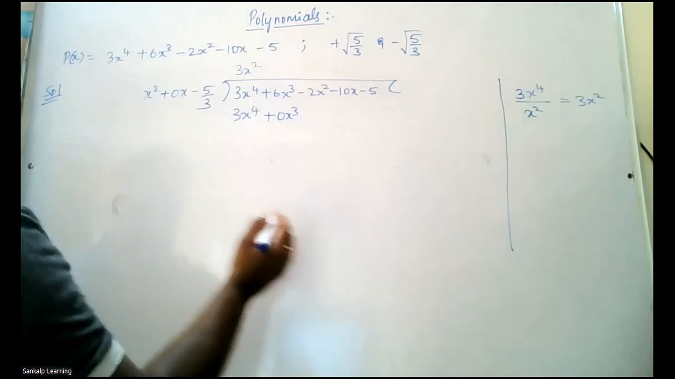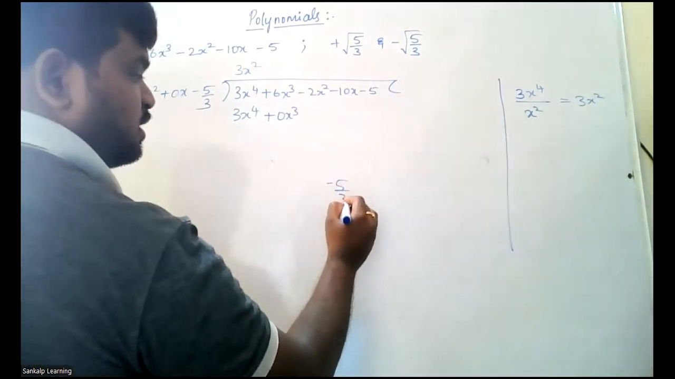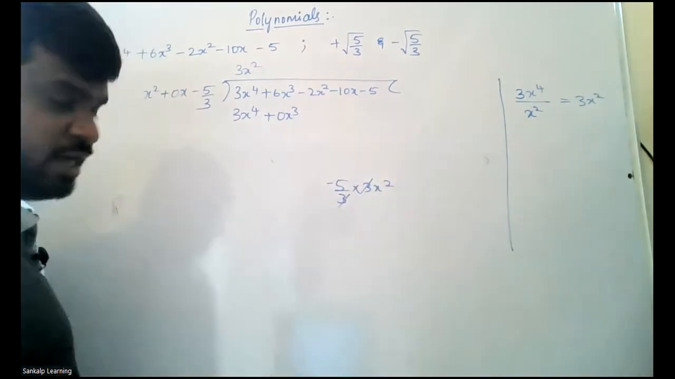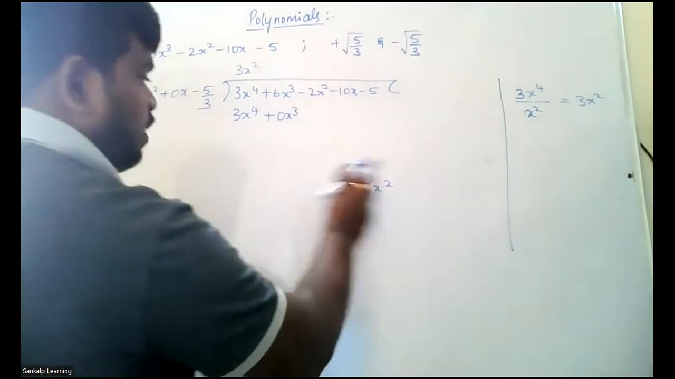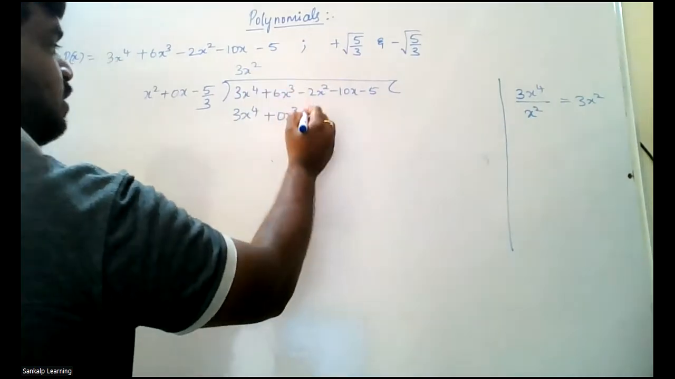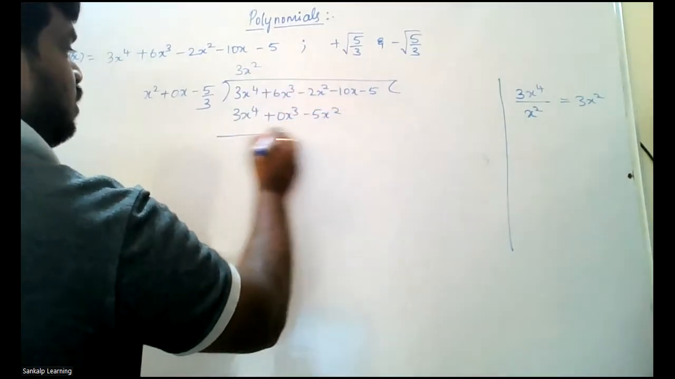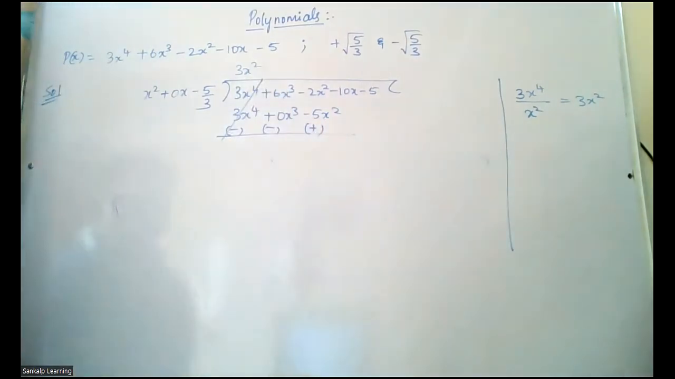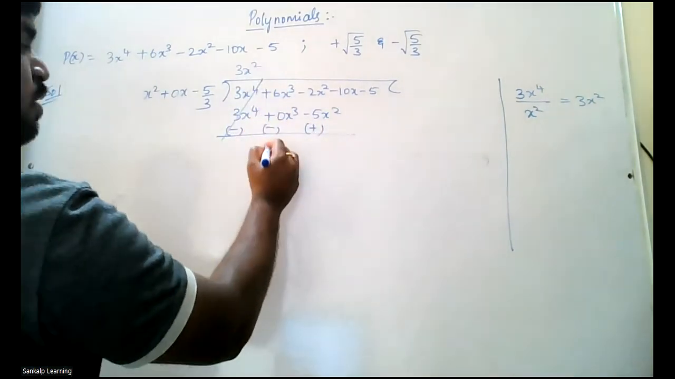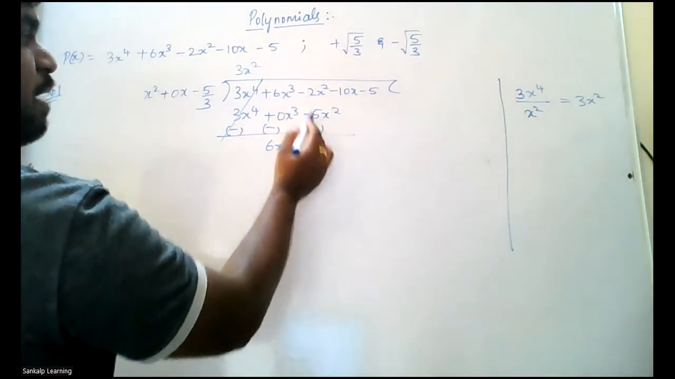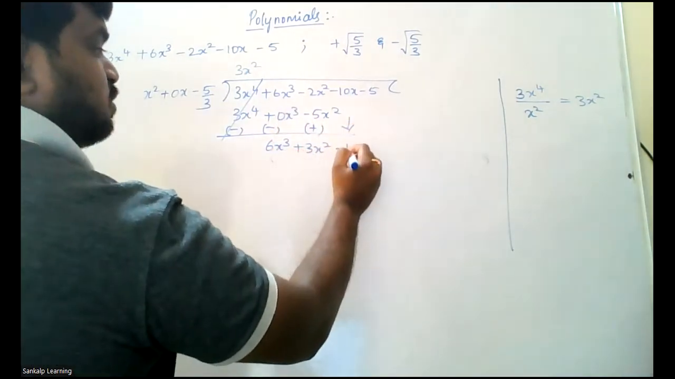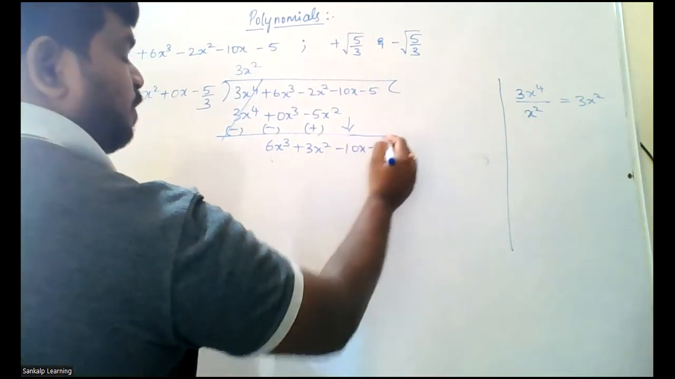Next, 3x square into minus 5 by 3. I'll do it here. Minus 5 by 3 into 3x squared. 3 gets cancelled. We'll be left with minus 5x squared. Okay, so let's write minus 5x squared. Changing the sign, this gets cancelled. Plus 6 minus 0 will give you plus 6 itself. Minus 2 plus 5 gives you plus 3x squared. The other things, minus 10x minus 5.